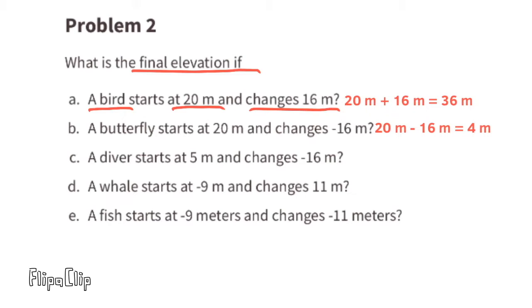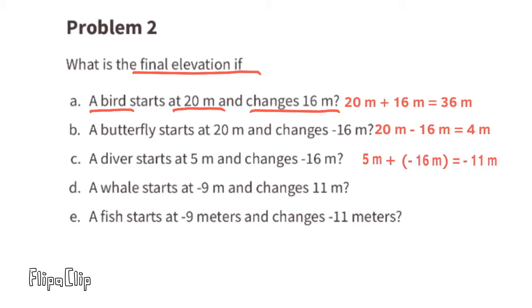C. A diver starts at 5 meters and changes negative 16 meters. We can write this as 5 meters plus negative 16 meters equals negative 11 meters. We can also write this as 5 meters minus 16 meters equals negative 11 meters. The elevation of the diver would be negative 11 meters.